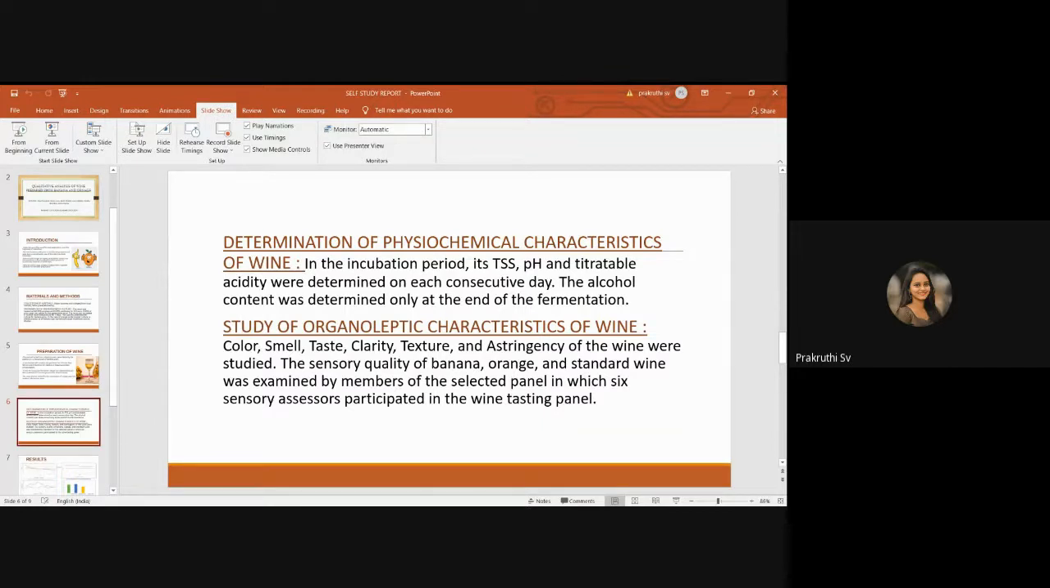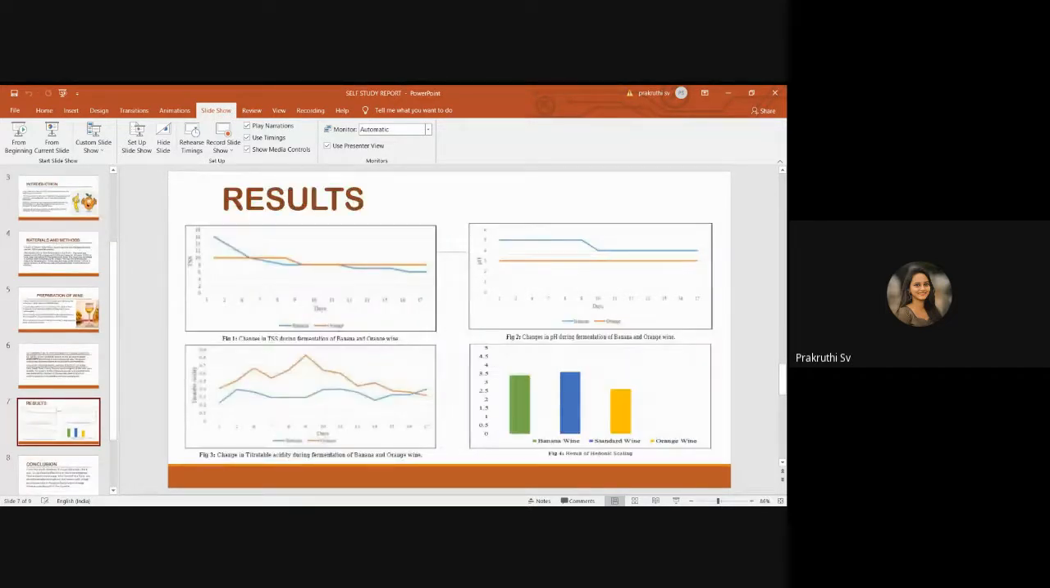The sensory quality of banana, orange, and standard wine was examined by members of the selected panel, in which 6 sensory assessors participated in the wine tasting panel.